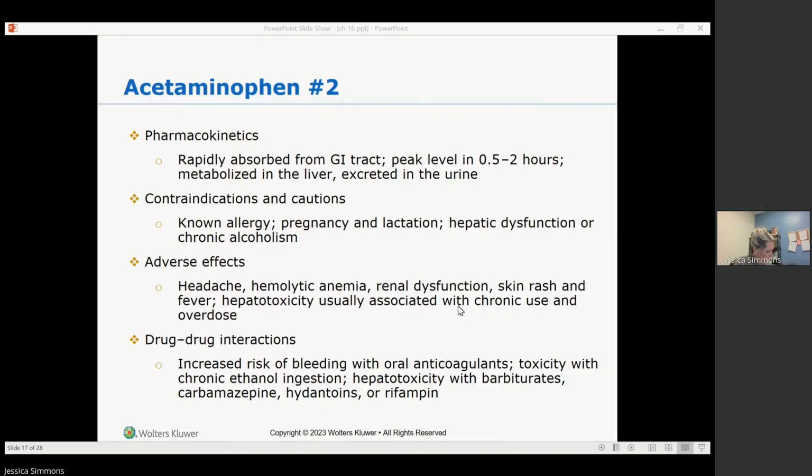Hey, just want to make sure there's nothing I'm forgetting about aspirin or acetaminophen. Oh, here. I'm sorry to jump around. I do hate doing that. But on page 274, under contraindications and cautions for salicylates, it says impaired renal function because the drug is excreted in the urine, chickenpox or influenza because of the risk of Reye's syndrome in children and teenagers.